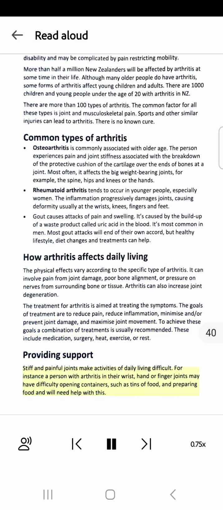Providing support. Stiff and painful joints make activities of daily living difficult. For instance, a person with arthritis in their wrist, hand or finger joints may have difficulty opening containers, such as tins of food, and preparing food, and will need help with this.